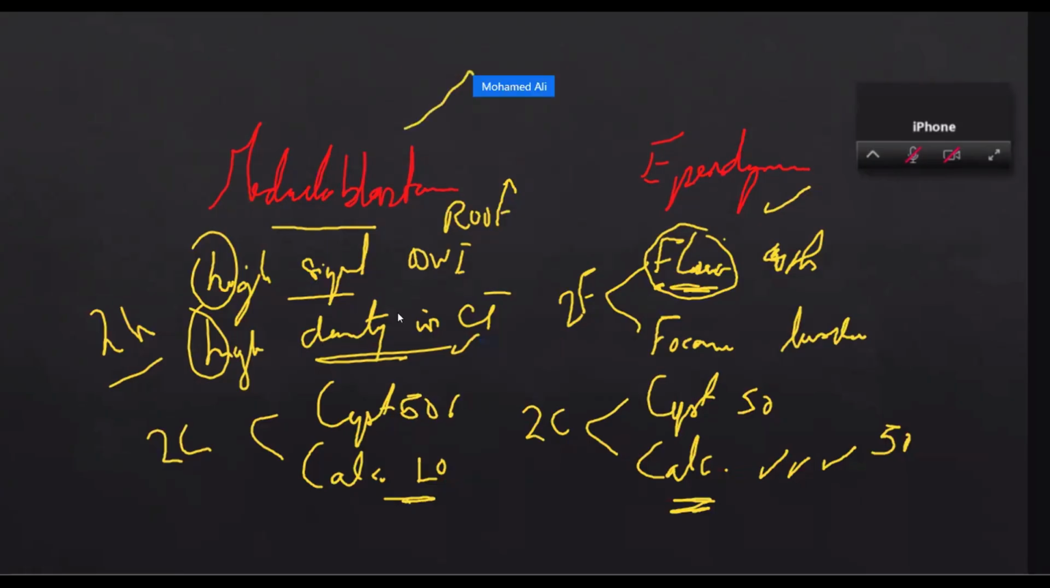Both of these lesions, you should check for CSF seeding, okay? Also, with ependymoma, we have a higher risk of spontaneous bleeding. Those are my keywords for how to differentiate between medulloblastoma and ependymoma, okay? Let's go to our next case.